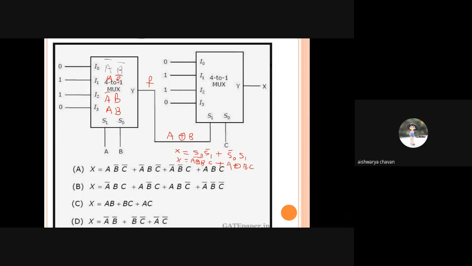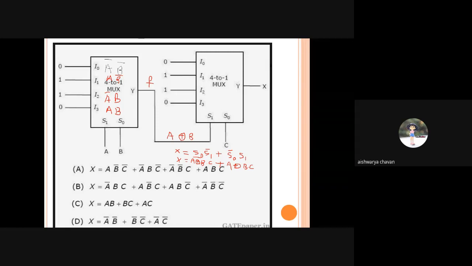So what are the select lines? These are A and B. When the input is 0, 0, that means A bar, B bar, then I0 will be selected. When the input is 0, 1, that means A bar, B, then I1 will be selected. When the input is 1, 0, that means A, B bar, then I2 will be selected. When the input is 1, 1, that is A, B, then I3 will be selected. So at the output you will get whatever input data you select.